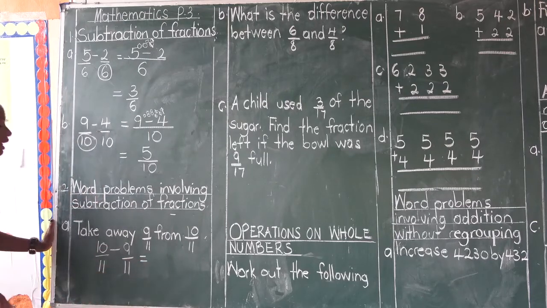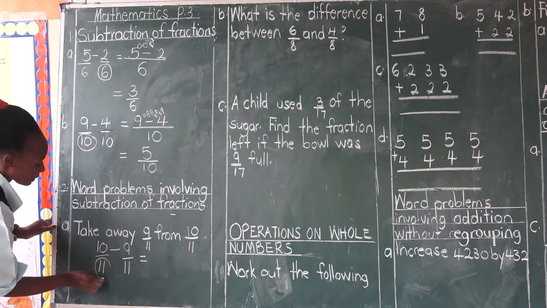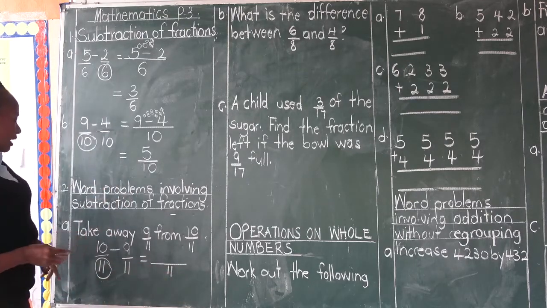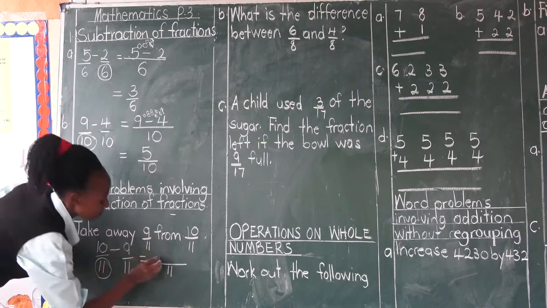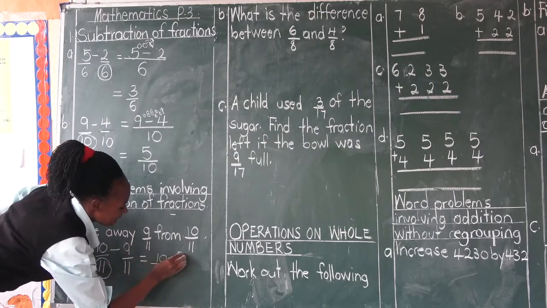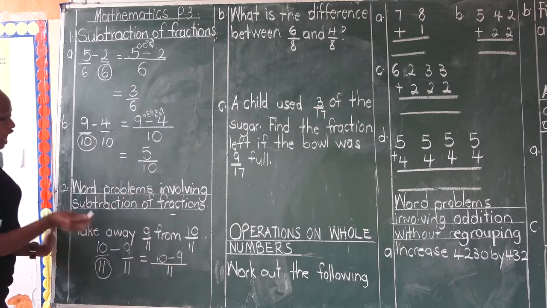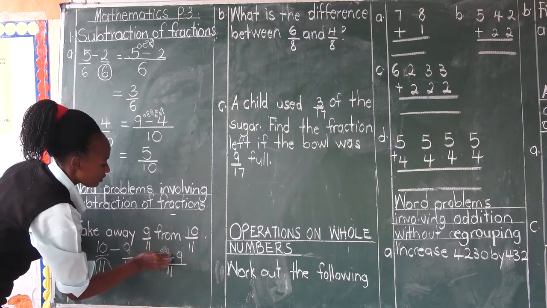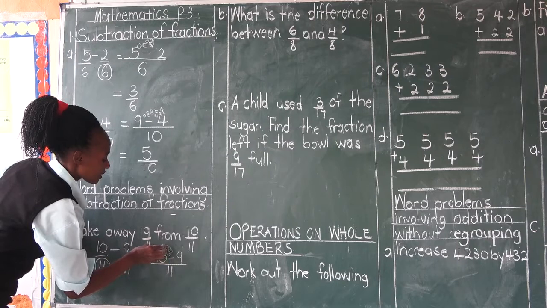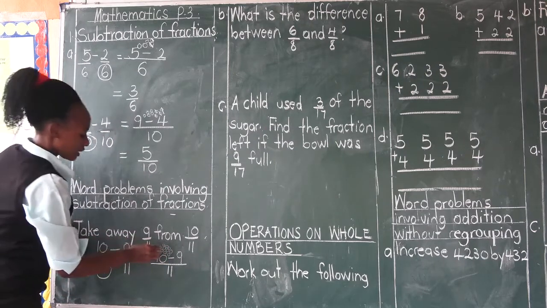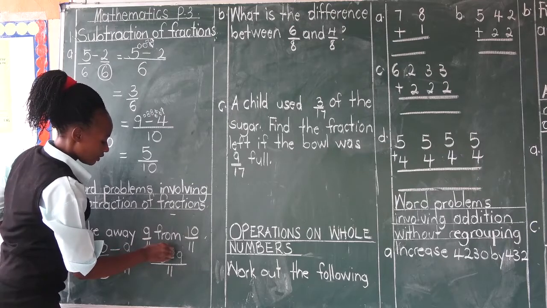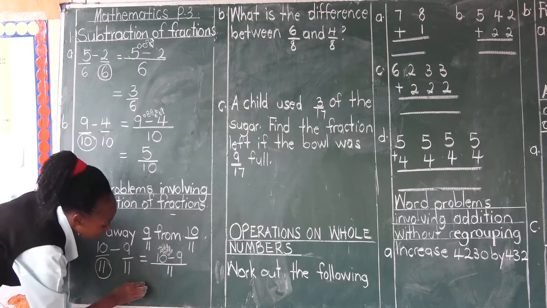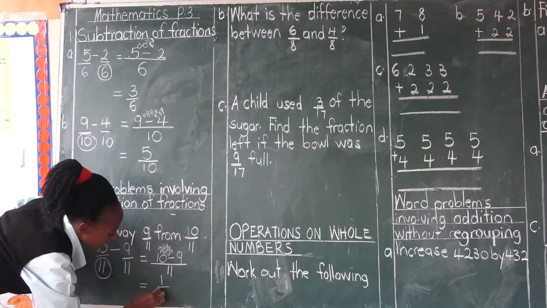Still, as you've been doing, you start with one denominator. That's what you are going to be moving with. Write it down. Then we come to the numerators. What do we have there? We have 10, take away 9. Now let's draw our 10 balls. 1, 2, 3, 4, 5, 6, 7, 8, 9, 10. We cross out 9. 1, 2, 3, 4, 5, 6, 7, 8, 9. We shall remain with 1, so our answer will be 1 out of 11.